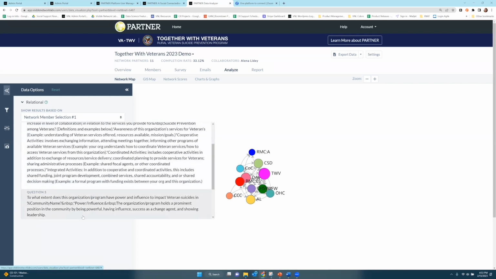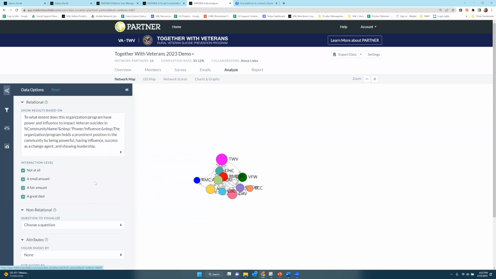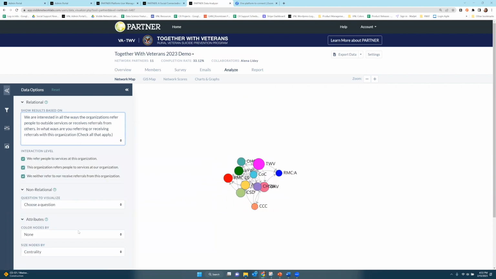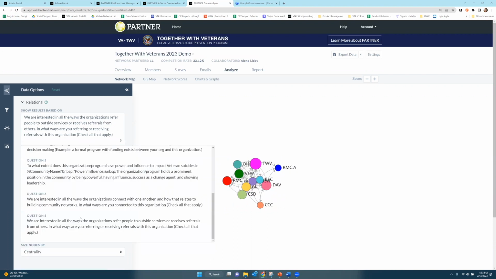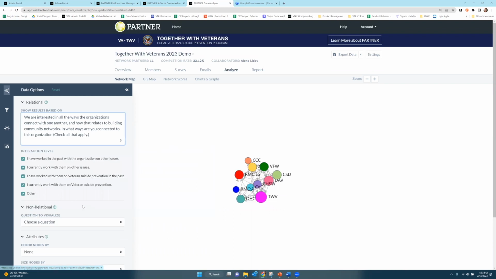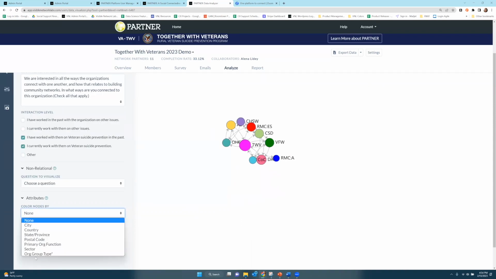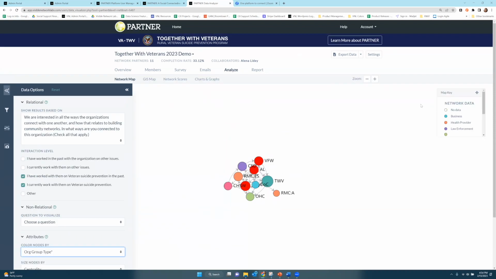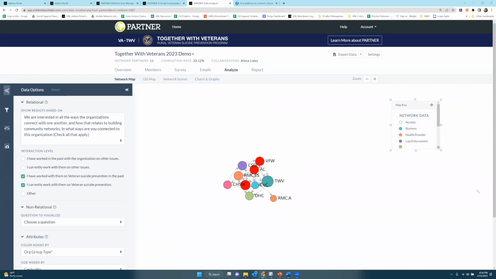So for instance, I'm going to go back to that use case of working on veteran suicide prevention work. And I'm going to specifically only show the connections between those who work on veteran suicide, either currently or in the past. And then I'm going to choose to color my nodes by a group type. And so now I can see, okay, how are these different sectors working together around veteran suicide prevention? And who's coordinating that?